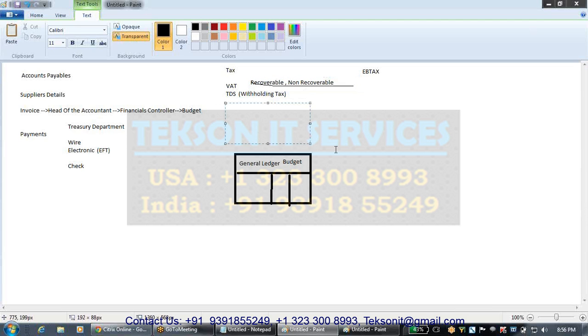The TDS. Yeah, that's what. So we have a professional tax. Professional tax also comes under the TDS, right? And also the direct TDS. So this TDS concept also we are going to learn.